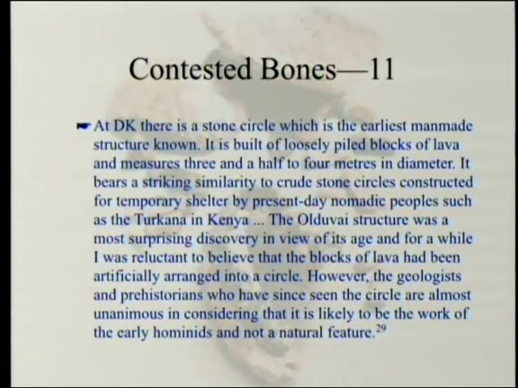It is built of loosely piled blocks of lava and measures 3.5 to 4 meters in diameter. It bears a striking similarity to crude stone circles constructed for temporary shelter by present-day nomadic people such as the Turkana in Kenya. The Olduvai structure was the most surprising discovery in view of its age, and for a while I was reluctant to believe that the blocks of lava had been artificially arranged into a circle. It can't be. However, the geologists and prehistorians who have since seen the circle are almost unanimous in considering that it is likely to be the work of the early hominids and not a natural feature.